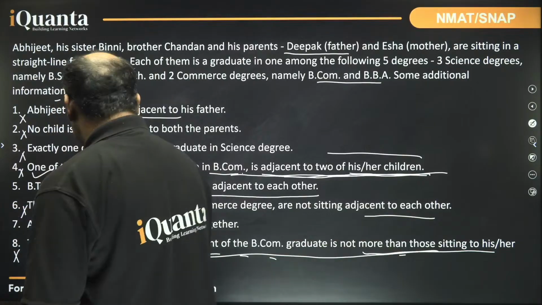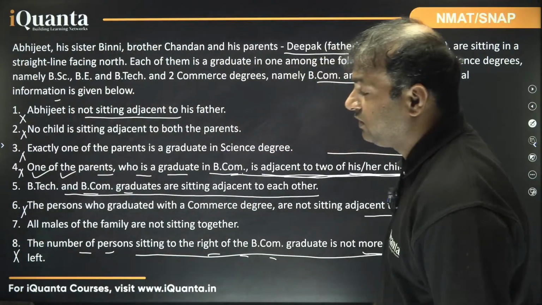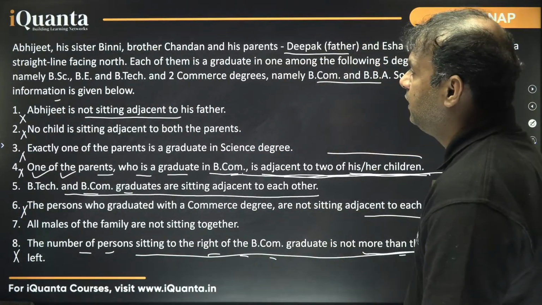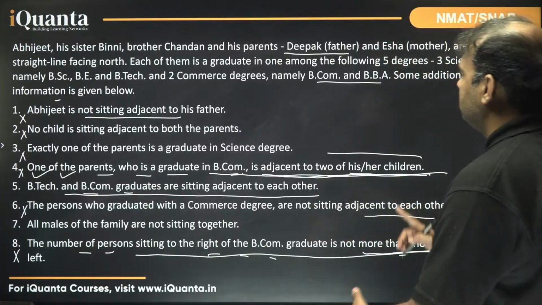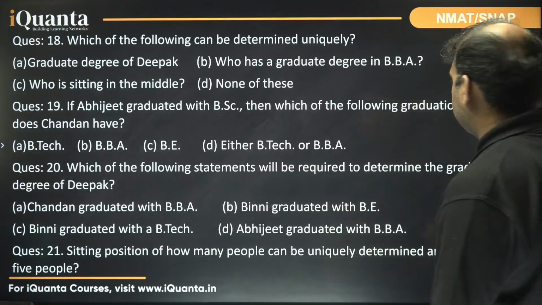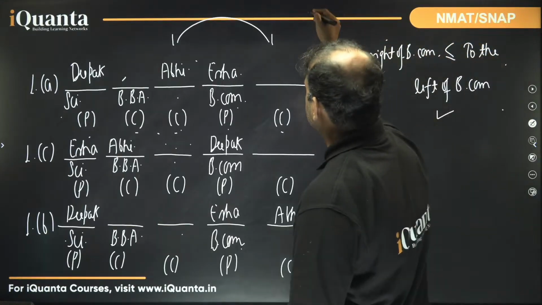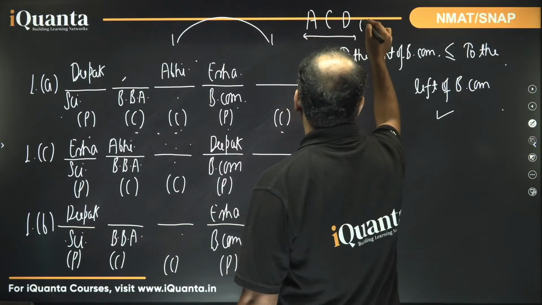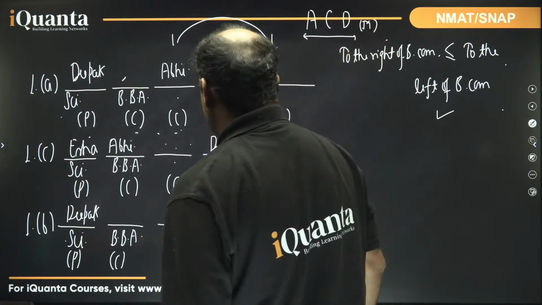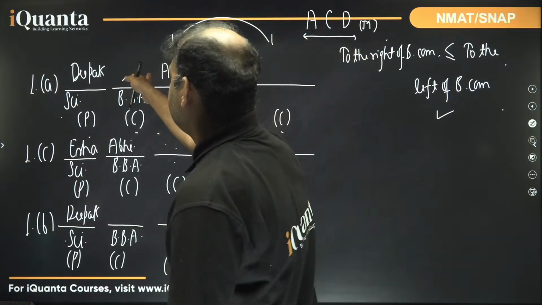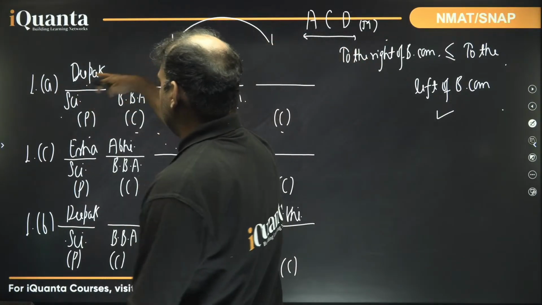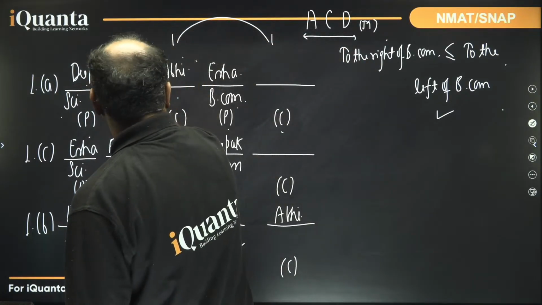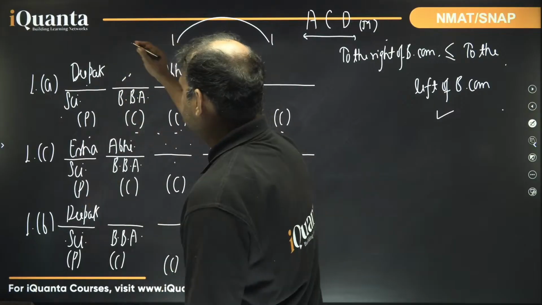7th point, all the males are not sitting together. This is also very important, guys, right? All the males means Abhijit, Chandan and Deepak. Abhijit, Chandan and Deepak should not be sitting together. Who 3? Abhijit, Chandan and Deepak. These 3 are the males. So all 3 males should not be together. Is it happening, guys? See, in the first case, it can happen. Deepak, Abhijit are alternate. So if we fix Chandan here, this will happen. That means Chandan should not be sitting here.